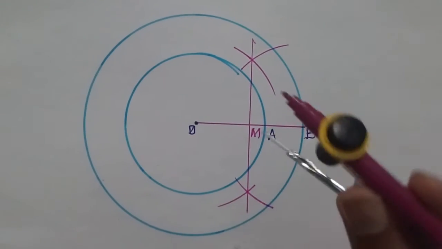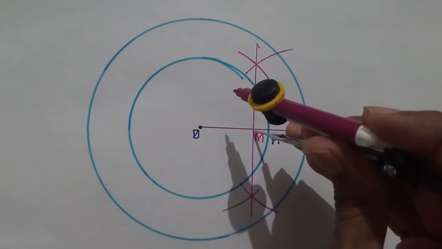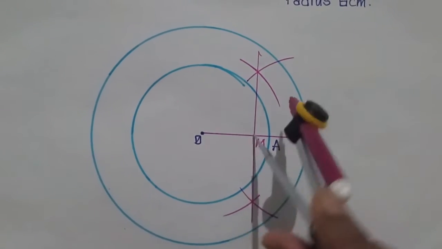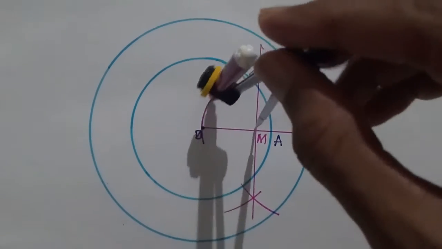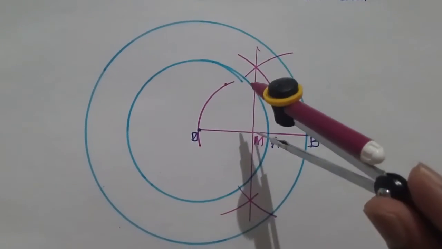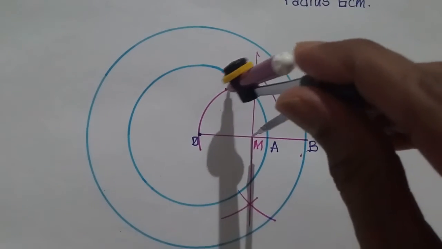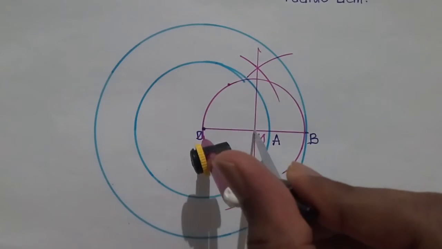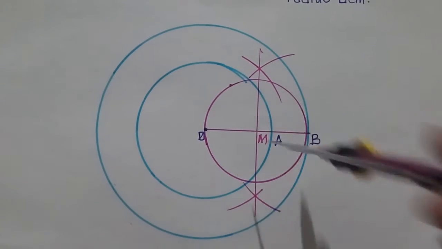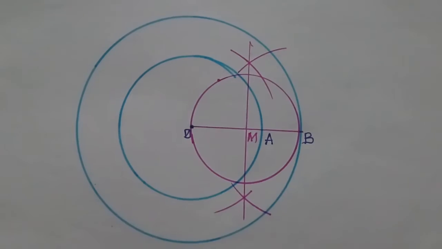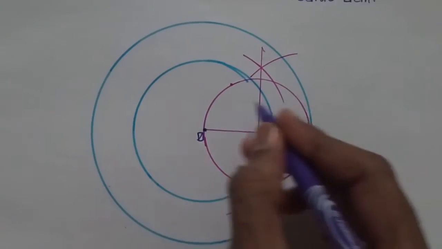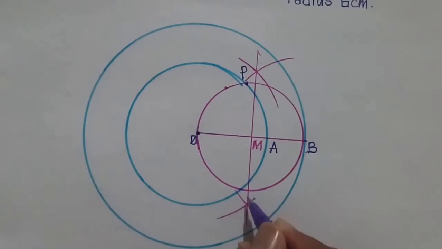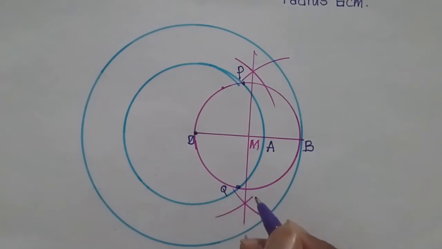Now with M as the center, and radius OM, which equals MB, draw a circle. It intersects the smaller circle at two distinct points. Here I am writing P and here I am writing Q.